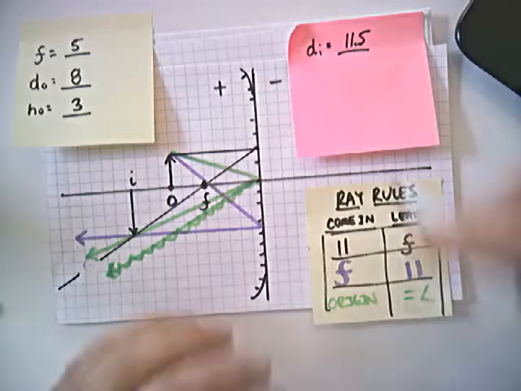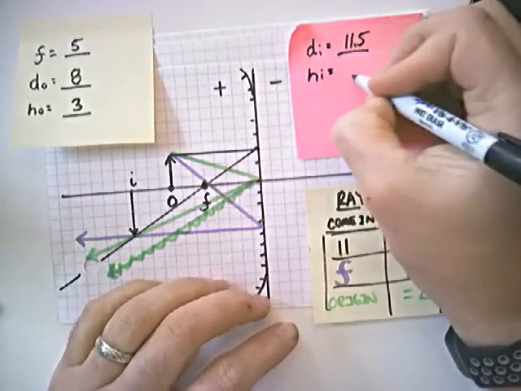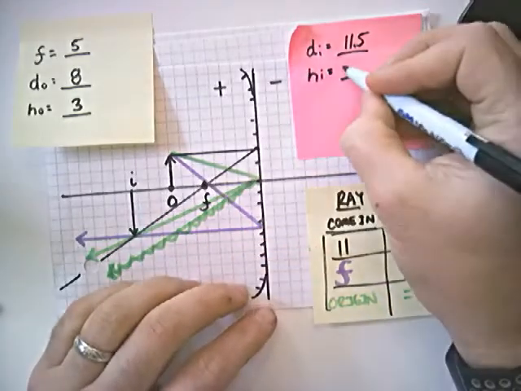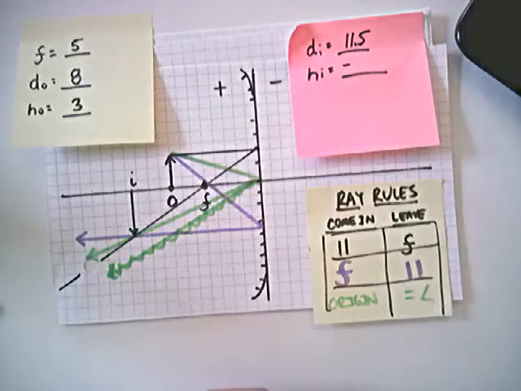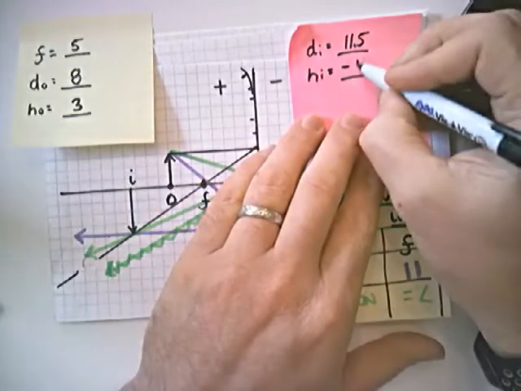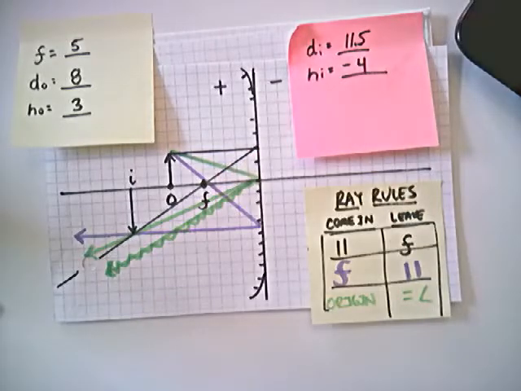Another thing is how tall is the image. So we'll call it the height of the image. Now notice that this arrowhead is pointing down. That means it has a negative height. So if we count our boxes, I would count 1, 2, 3, 4, about -4. And this doesn't have to be perfect, okay? This is an approximation here. We use our ray tracings to come up with an approximation, and that's what we're getting here.